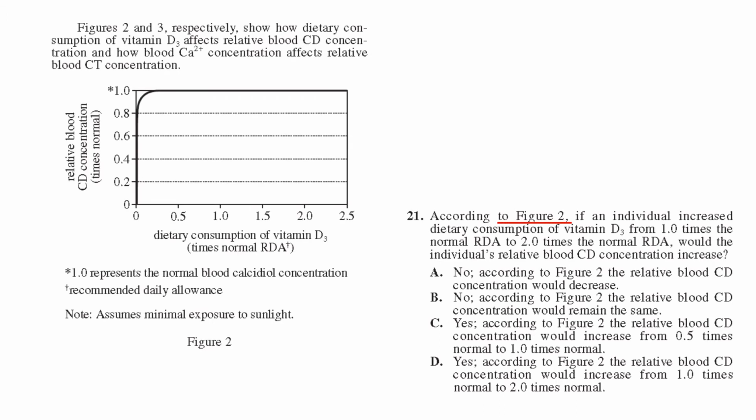According to figure 2, if an individual increased dietary consumption of vitamin D from 1 times normal RDA, so that'd be here, to 2 times, would the individual's concentration increase? So it's the same, right? 1 to 2, that line is straight. So no, it would not increase. According to figure 2, the relative blood concentration would remain the same. It's kind of an odd chart because it only changes slightly in one spot.